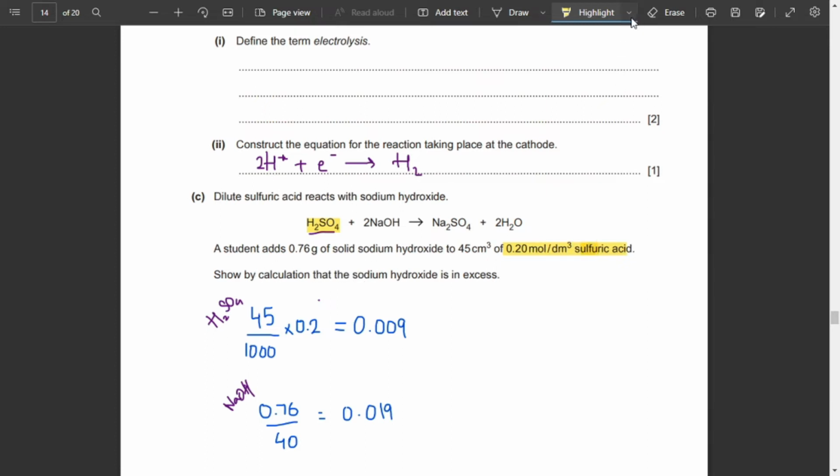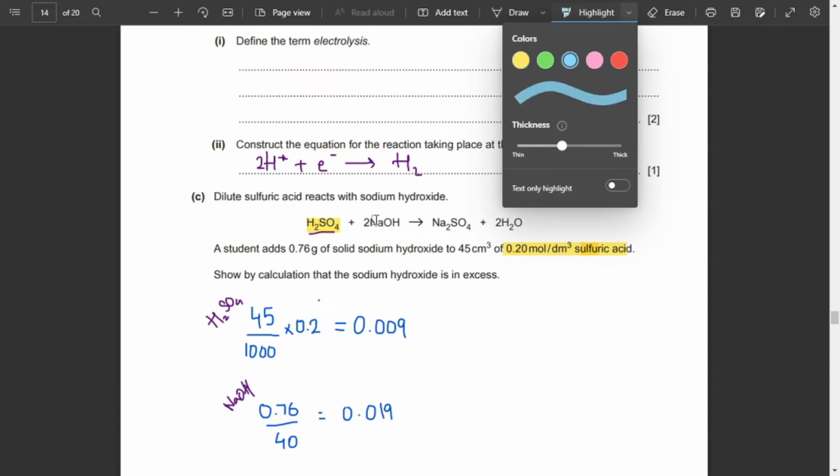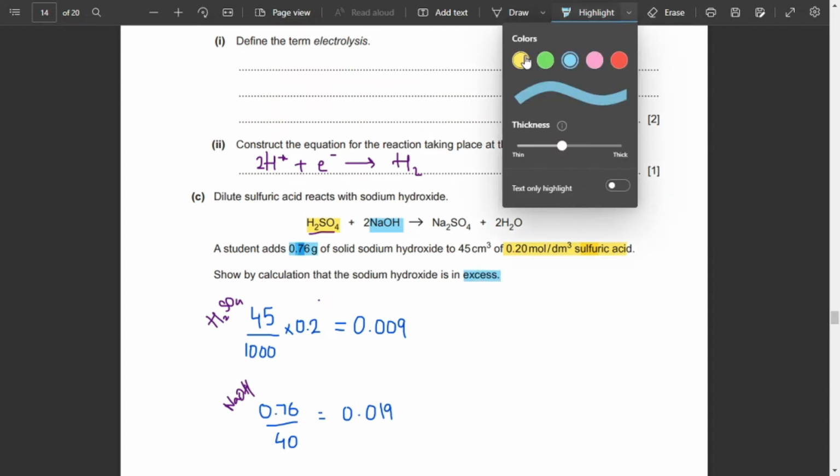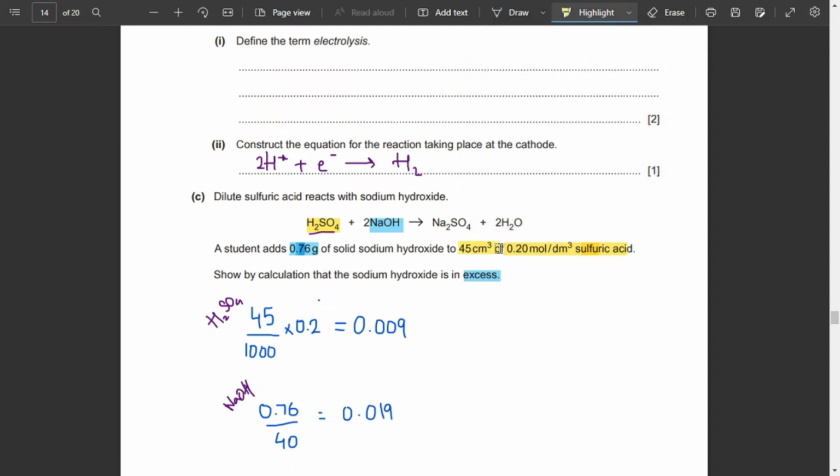And if we see about sodium hydroxide, sodium hydroxide is 0.76 grams. Here's 0.76 grams of solid sodium hydroxide. And sodium hydroxide is in excess. Also about sulfuric acid, we missed this. Here we have 45 centimeter cube. So this is the concentration and volume given to us for sulfuric acid, and grams, that is basically the mass given to us for solid sodium hydroxide.